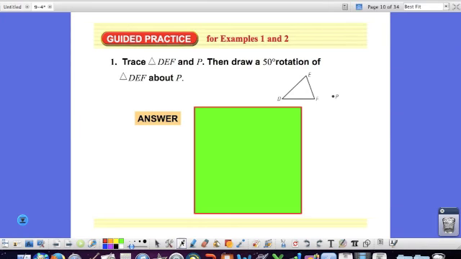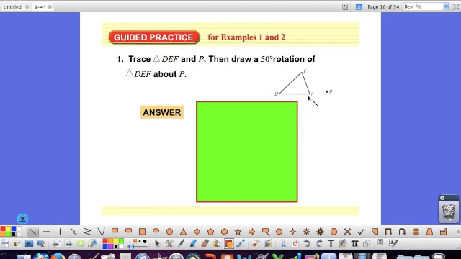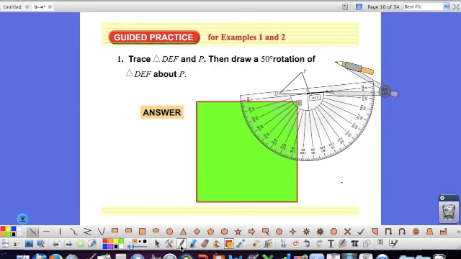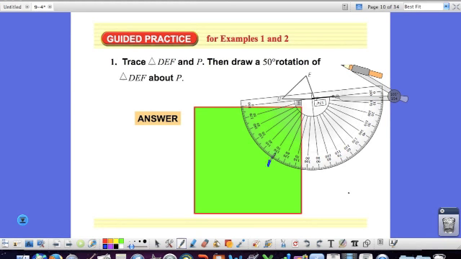So in this guided practice problem, you're going to have to draw DEF. Then you're going to draw a rotation of 50 degrees about P. I will start this out to give you a little help here. It's very difficult to do on a Promethean board. Basically, I'm going to start with F. I'm going to draw a ray there around so that I can mark 50 degrees counterclockwise, which would be right there.